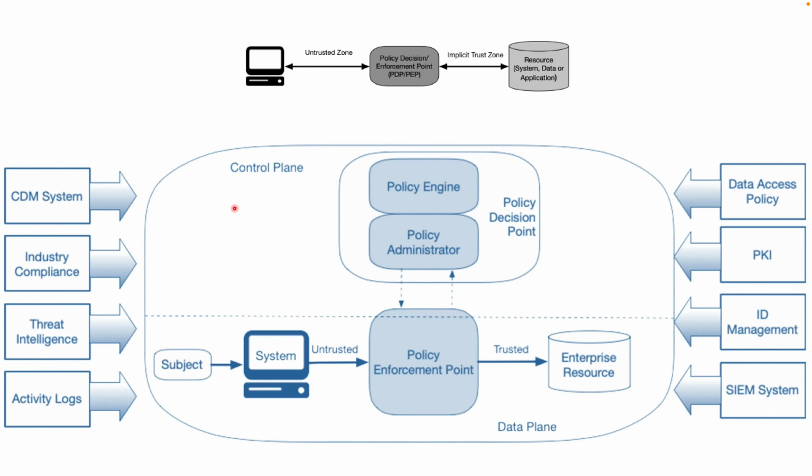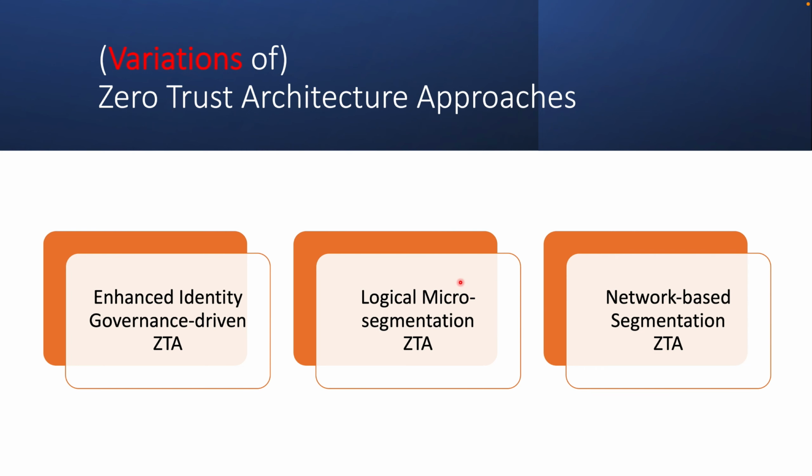Before we introduce these components one by one, there is one thing we need to know: this is an ideal Zero Trust access model. There are several ways that an enterprise can implement Zero Trust architecture for its workflow, but it's not necessary to use all these components. So these are 3 variations of Zero Trust architecture approaches. We'll introduce them in detail later.